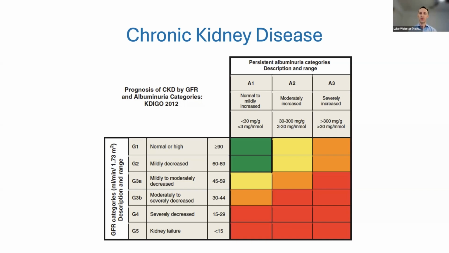In many of the studies that we see, chronic kidney disease is typically labeled as stage 3 to stage 5, and that's really anything with a GFR of less than 60. Sometimes the studies will include a CKD stage 2, and that's a GFR less than 90.